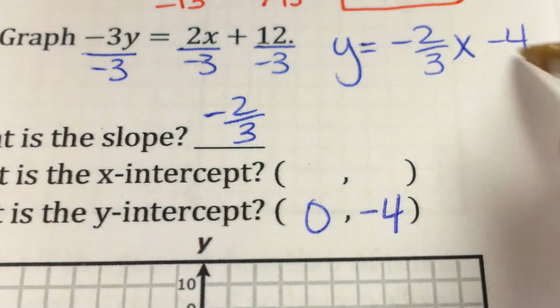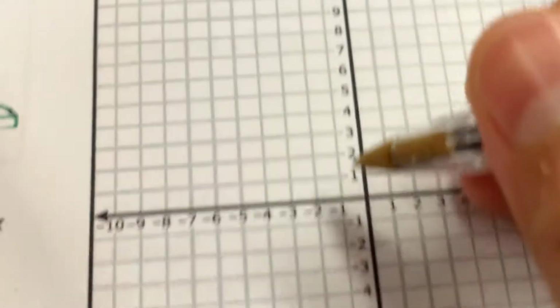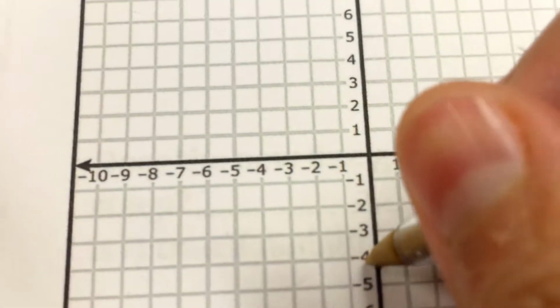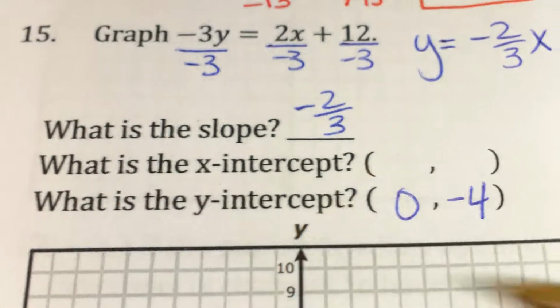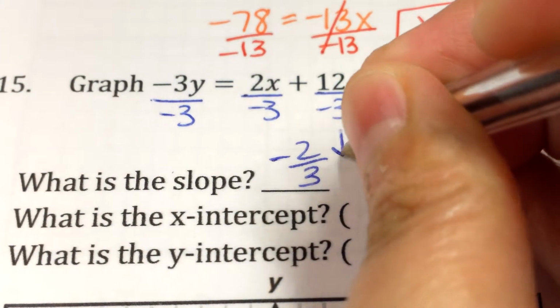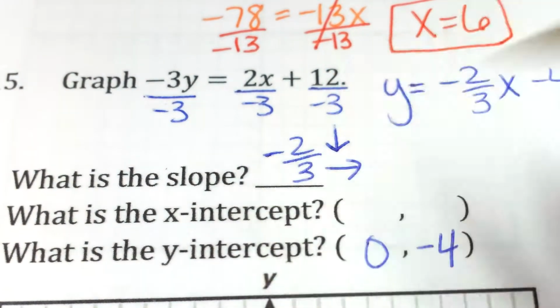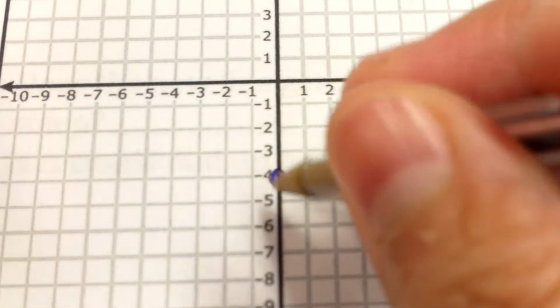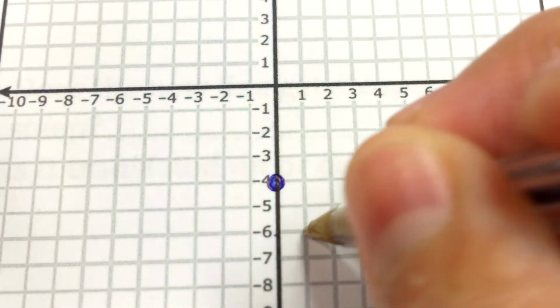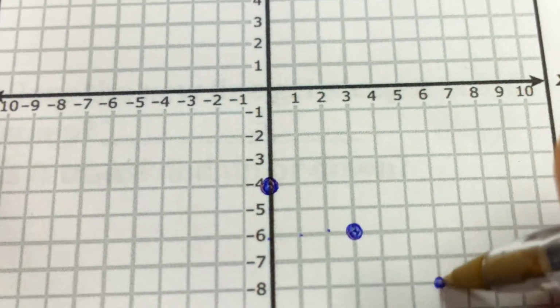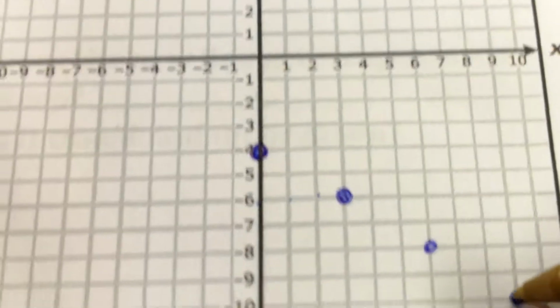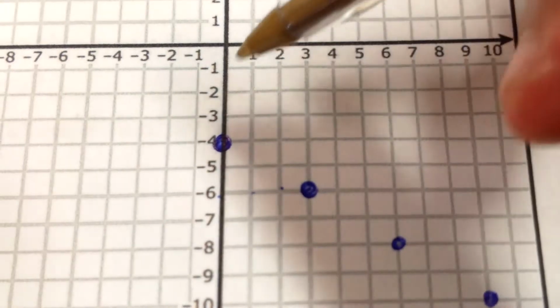So I'm going to start at the -4 because that's your y-intercept. So I'm going to go here, -4. My slope is -2/3, so that means I'm going to be going down 2 and running to the right 3, starting at the y-intercept. So here's my y-intercept, down 2, over 3. Down 2, over 3, down 2, over 3. And we continue the same pattern over here.